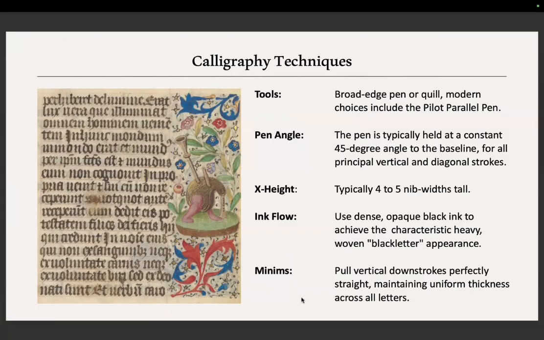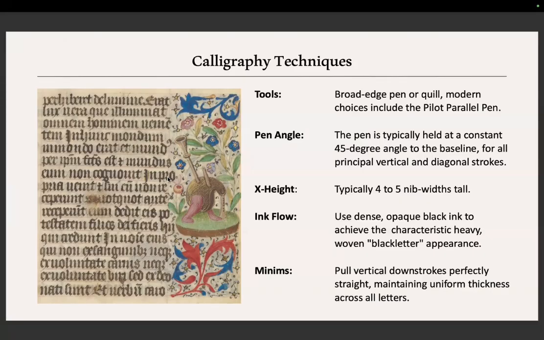Now, for the pen angle, it's constantly held at, on average, a 45-degree angle to the baseline. And that goes for all the principles, vertical and diagonal strokes. And for the X height, the X height refers to the letter height here. It's typically 4 to 5 pen widths, okay, nib widths. So again, if you're not familiar with these calligraphy terms, not to worry, we'll come to it when we do the demonstration.